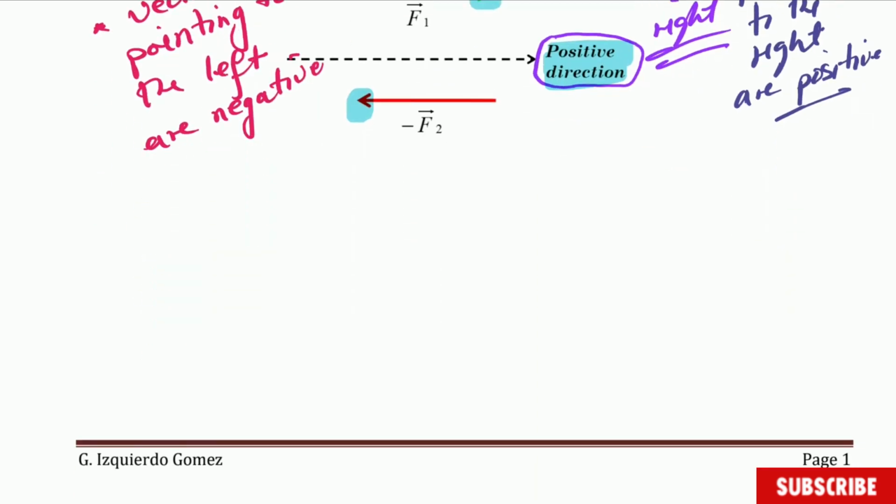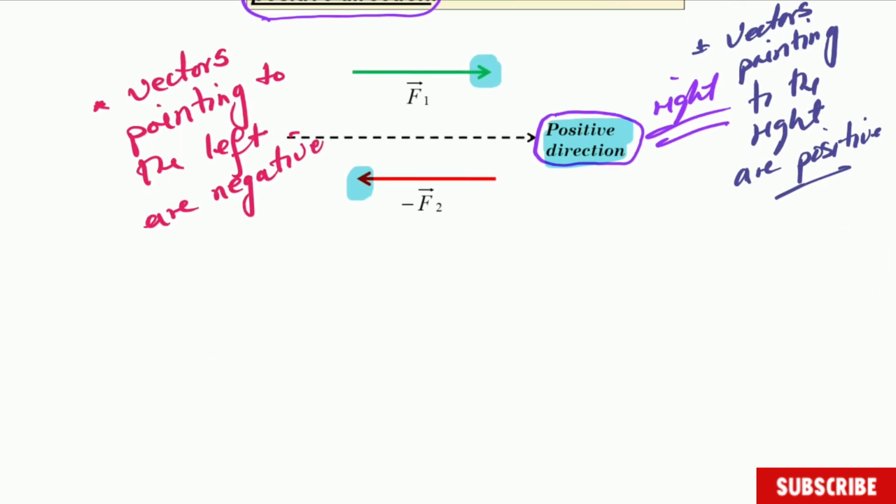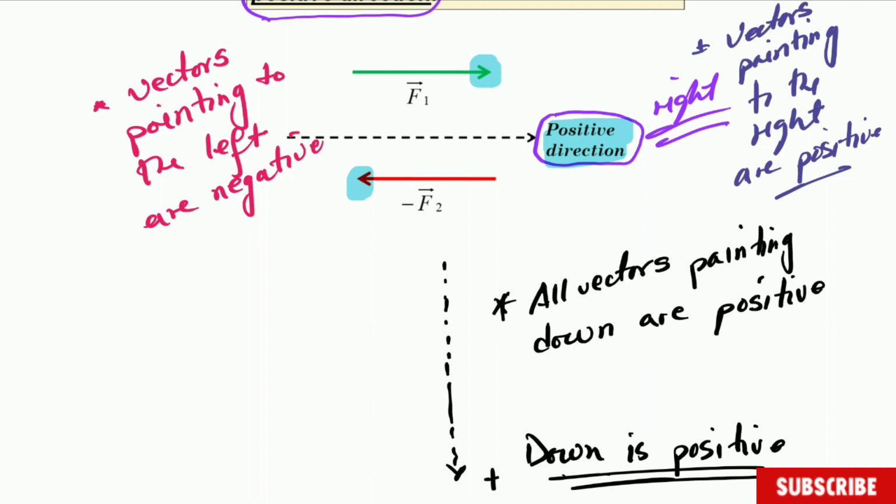However, if somebody says, sorry, I'm pressing the game in a different place. Here we are. So let's say, for instance, in this other problem, down is positive. So it means that all the vectors that are pointing down are positive. For instance, let's say F1 here. This one is a positive vector, because it is pointing, as you can see here, in the direction that we took as positive. And in this question, down was taken as positive.